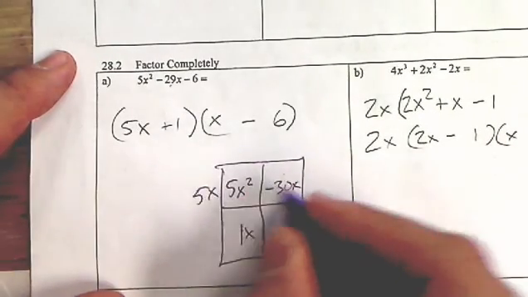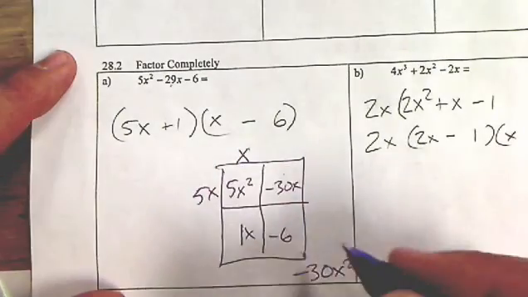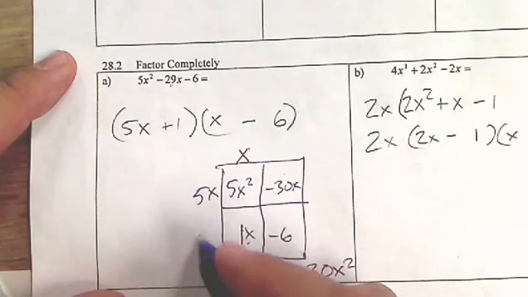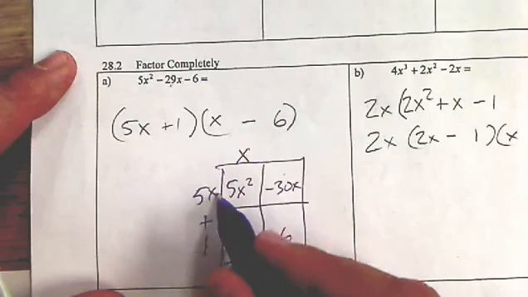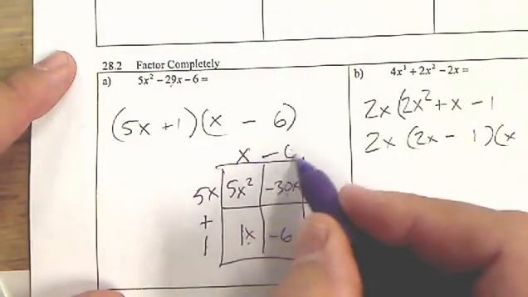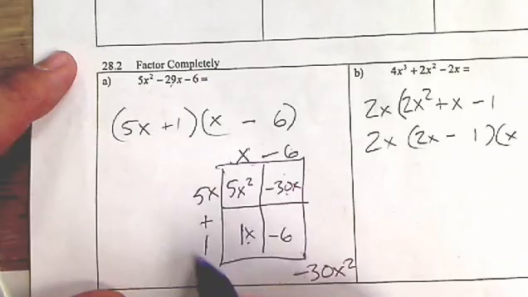5x is the common factor for those two. X is the common factor here. X times what is that guy? 5x times what is that guy? And that's how I get my factors.